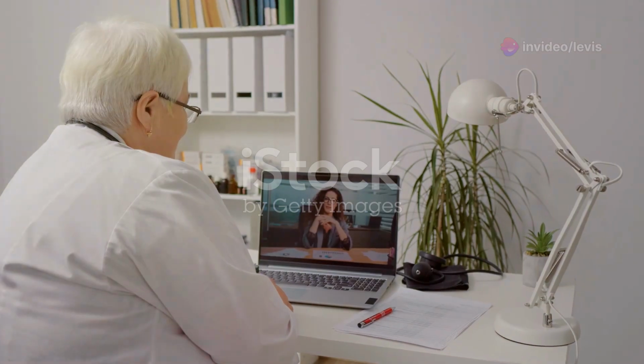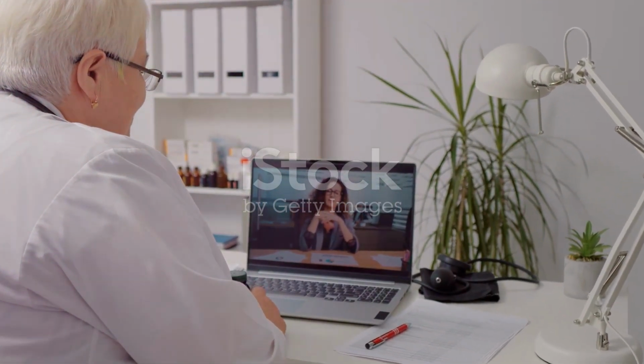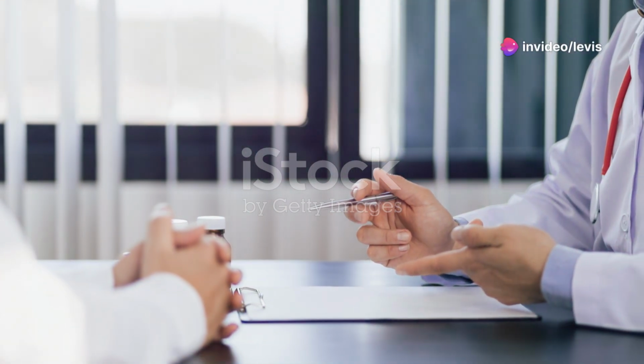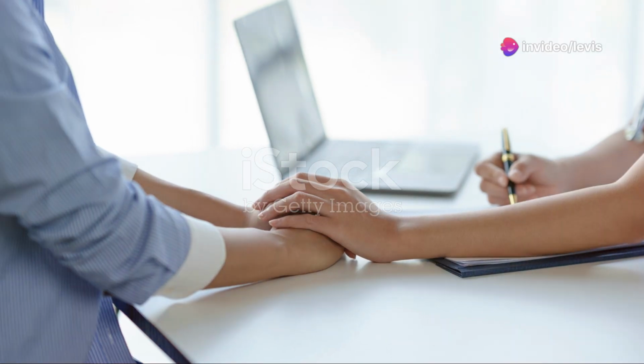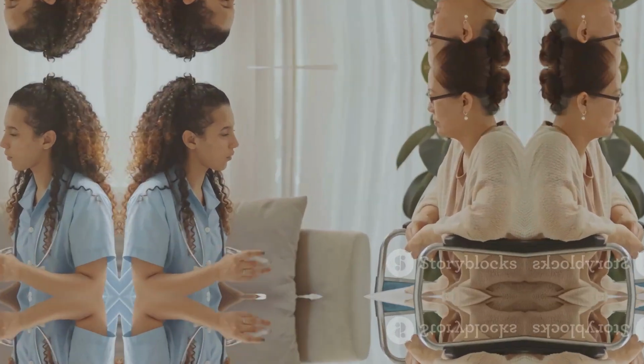Your doctor will monitor you closely for any side effects and adjust your treatment plan if needed. Remember, it's crucial to discuss any concerns or side effects you experience with your healthcare provider to ensure you're receiving the most appropriate and effective treatment.